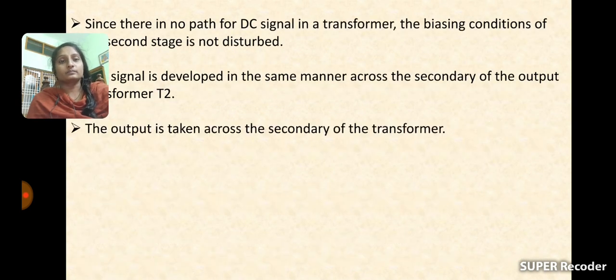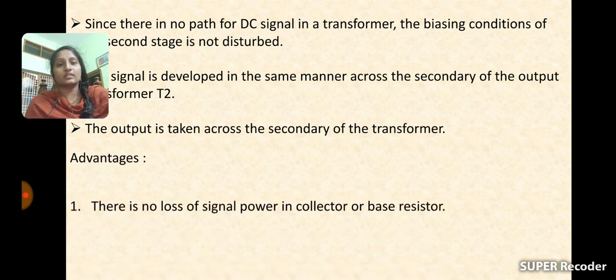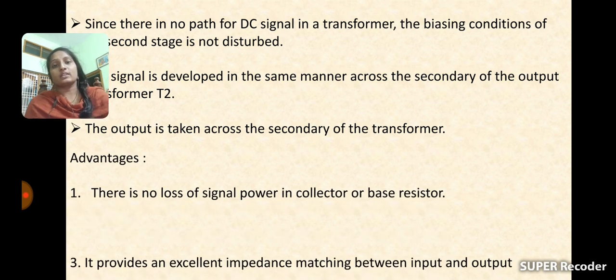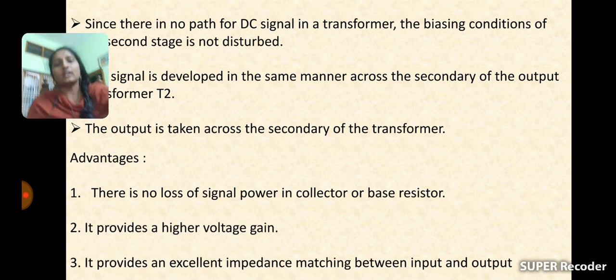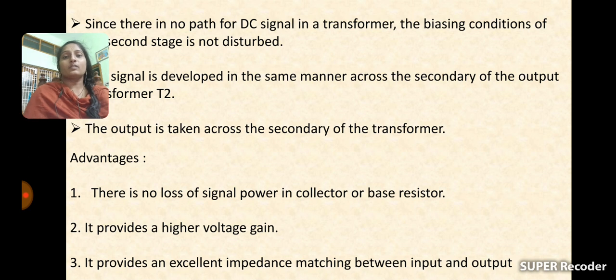So this is about the construction and operation of the transformer coupled amplifier. And see here, while coming to the advantages, the first advantage is there is no loss of signal power in the collector to base resistor. So what is the main advantage? There is no loss of signal power.